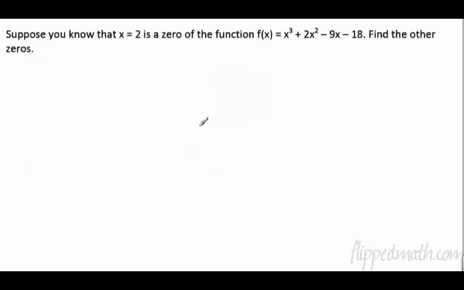All right. Suppose you know that x equals 2 is a 0 of the function x cubed plus 2x squared minus 9x minus 18. Find the other zeros. Ready? Go! That's for you. Pause the video. Go!